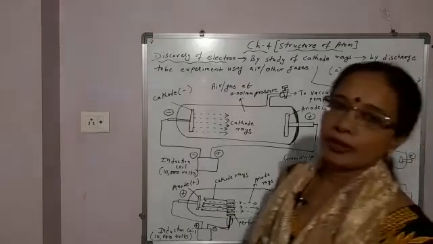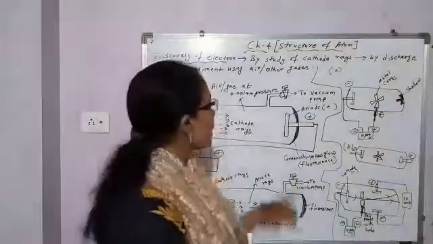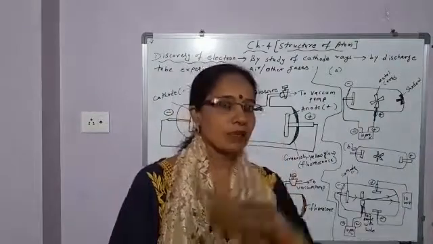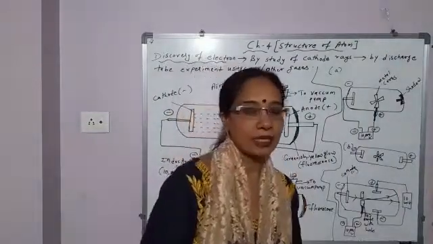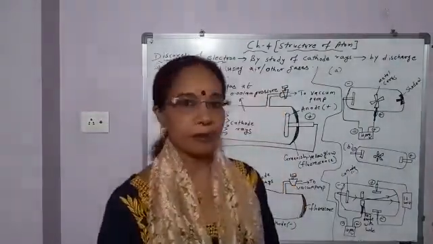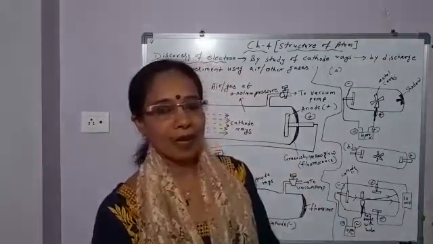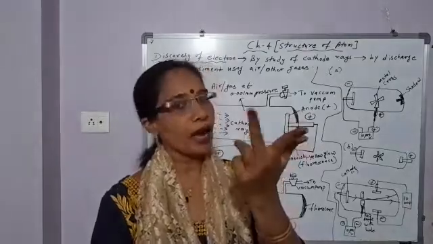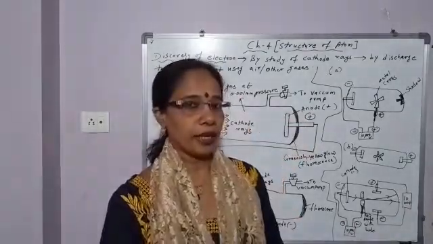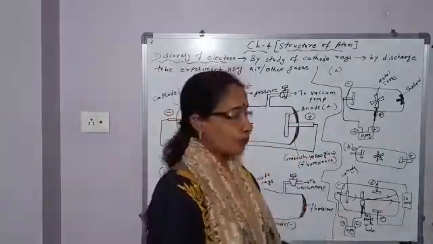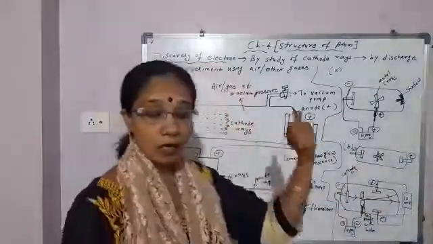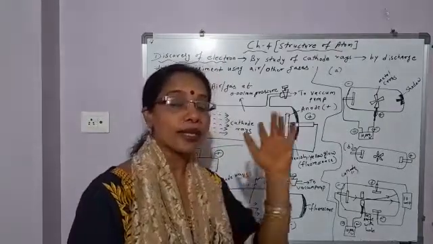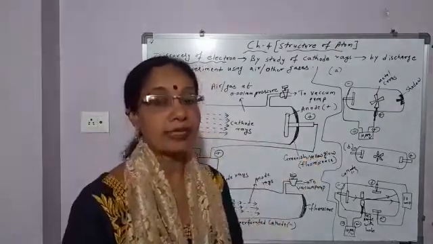Good morning, dear students. Today we'll continue with chapter 4, Structure of Atom. In the last class, students, we discussed the subatomic particles of the atom. So how many subatomic particles are there in an atom? Three: electron, proton and neutron. Today I'll tell you how these subatomic particles were discovered. In that, I'll discuss the discovery of the electron and proton.